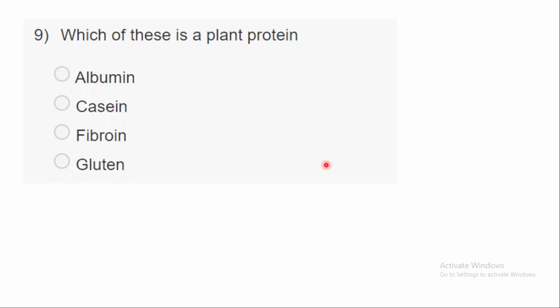Which of these is a plant protein? Another easy question. Which of these do you think is a plant protein? Option A, albumin. Option B, casein. Option C, fibroin. Option D, gluten. Which of these is a plant protein? So all of you guys read the question carefully. Albumin, casein, fibroin, gluten. Which of these do you think is a plant protein?